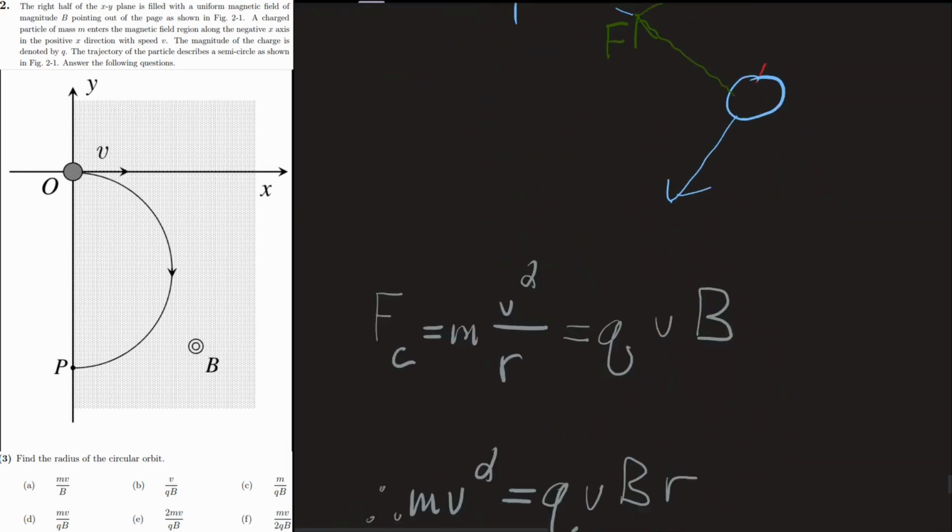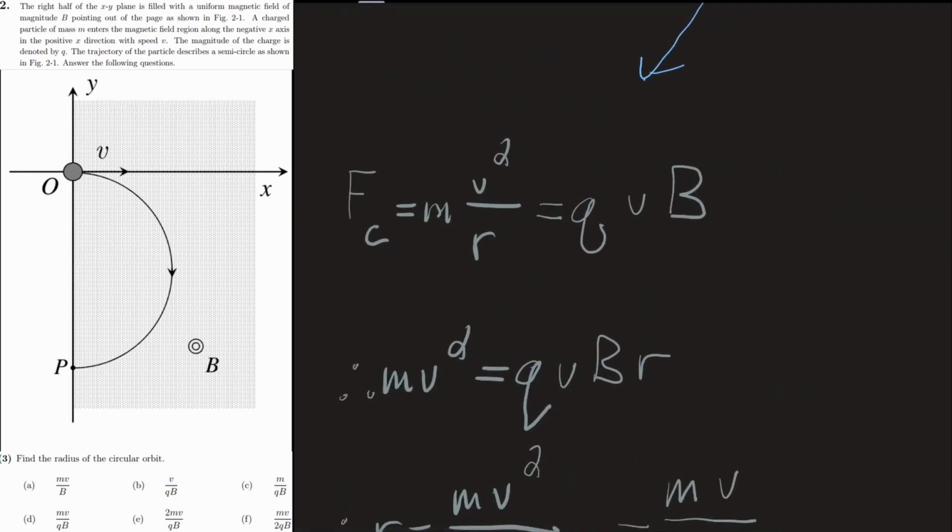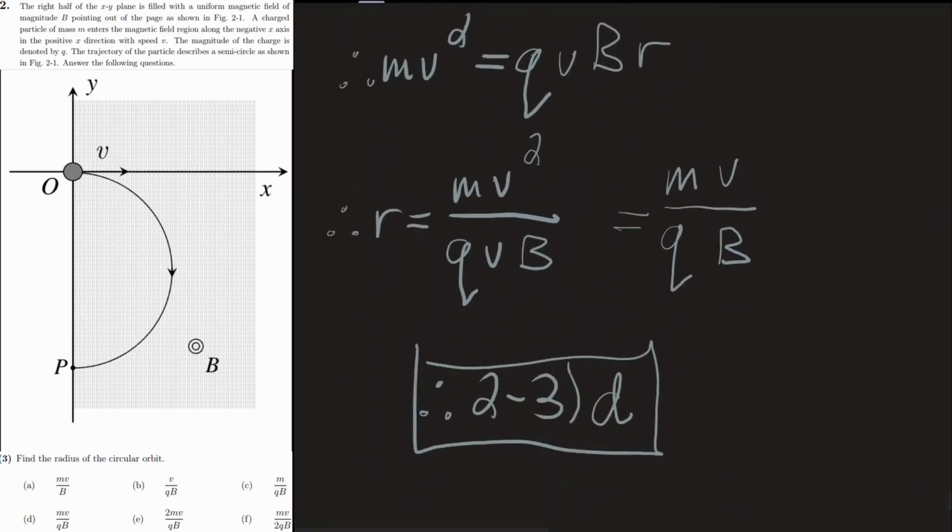Now that force is of course the magnetic force, which we just found, so we can make the magnetic force equal to the centripetal force, or equal to the formula for centripetal force. Now the question asks to find the radius of the circular orbit. So we just need to rearrange this equation to solve for r. So I bring r to be by itself on the left side, and then you can cancel out one of the velocity terms. And we get that the radius is equal to mv over qB, which matches option D.